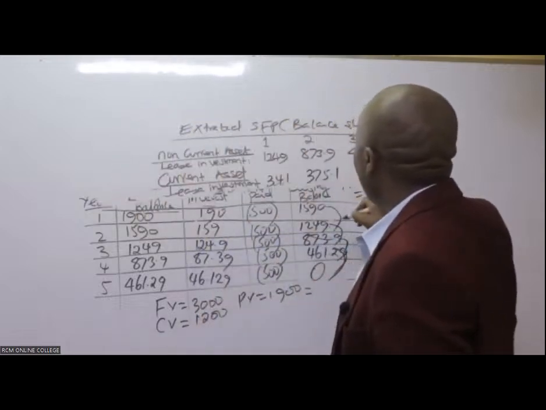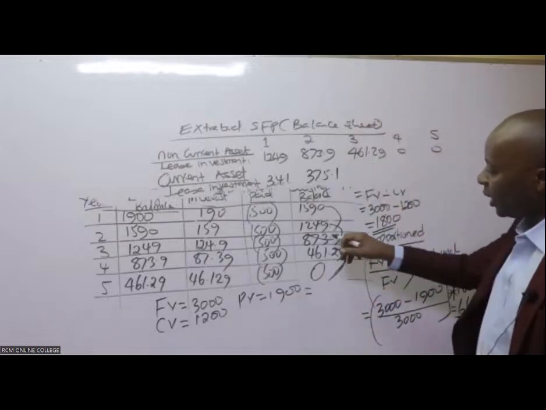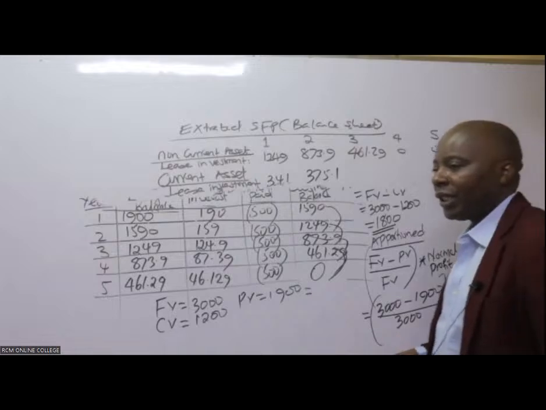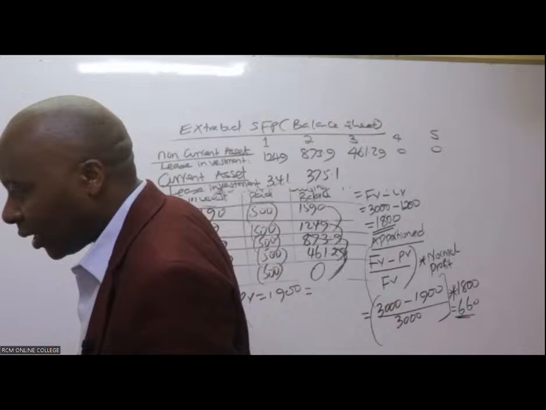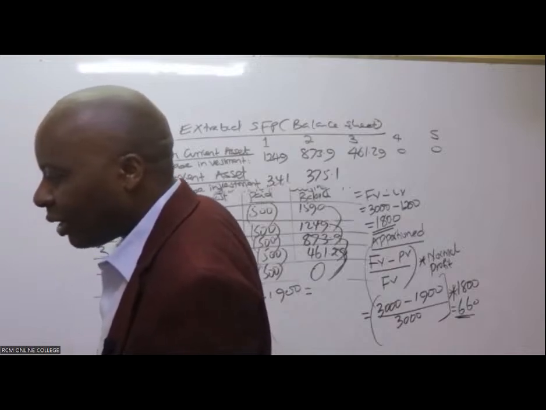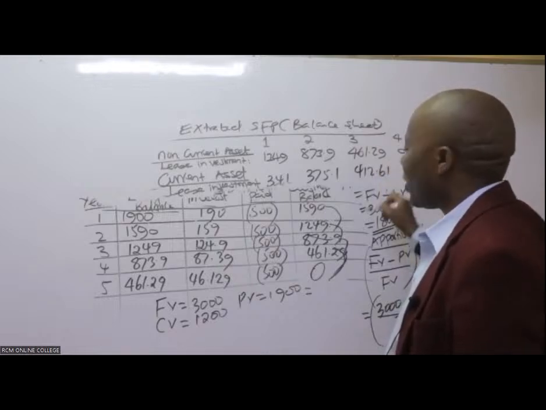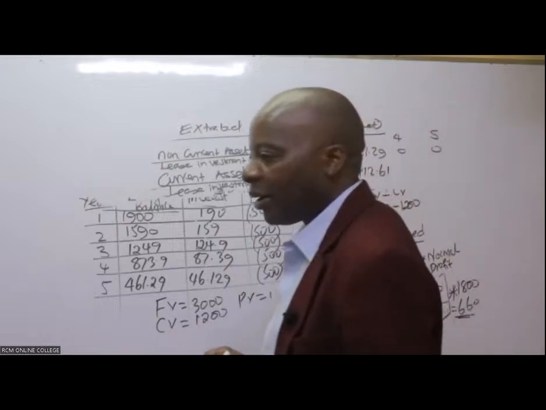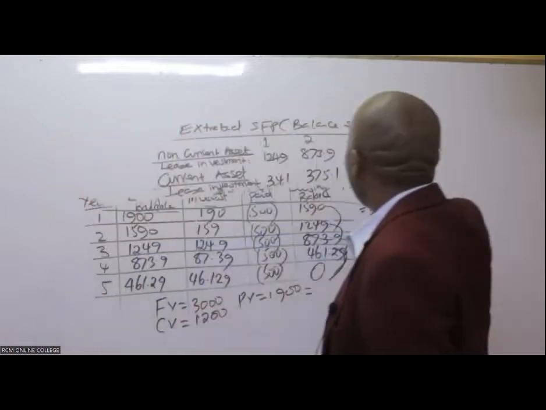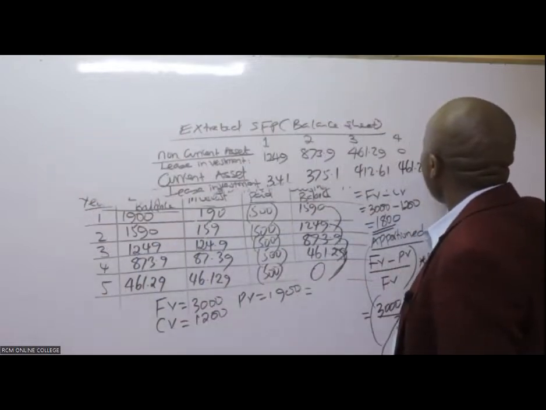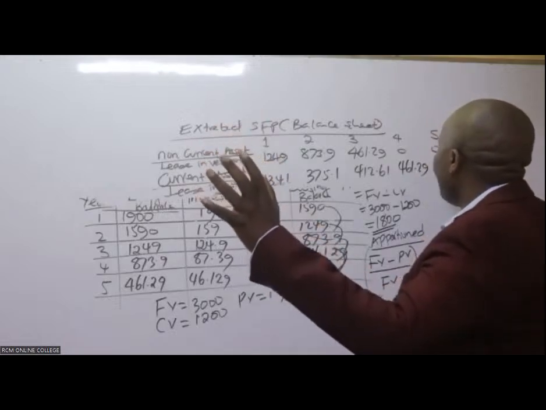375.1. And then we have, in this case here, number 3, we are taking the third one. What do we have here? Jane Kigo gives me 412.61. Then we have 461.29. The last one, don't tell me because I know it. The last one I know it will be 0.